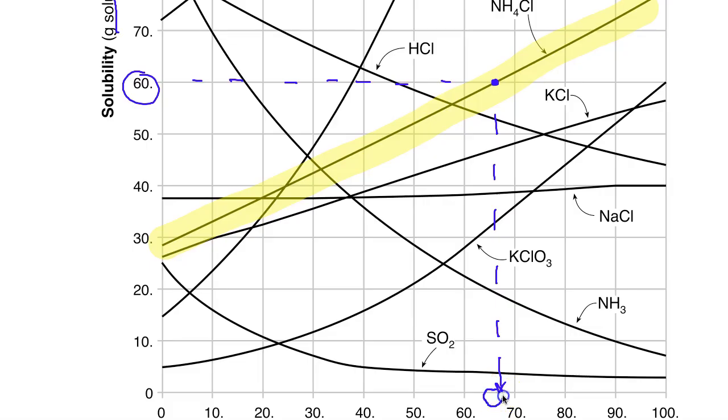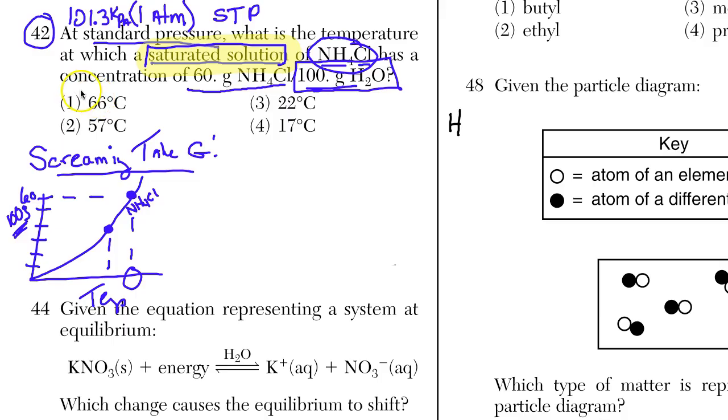So that's what we're looking for, the temperature at which 60 grams of it will dissolve maximally in 100 grams of water. Table G question. So I'm getting about 67, 66. Let's see what the multiple choice question has. And there it is, choice 1, 66, the best answer. So 42 is 1, and this was a table G question.